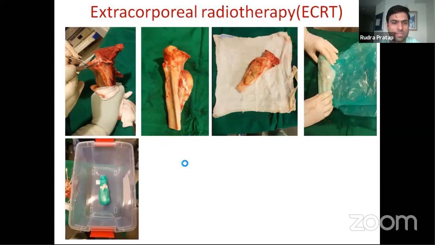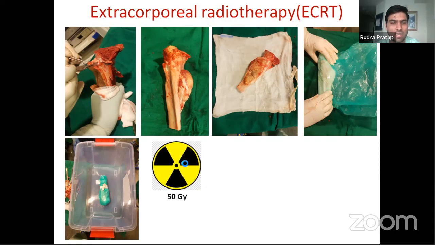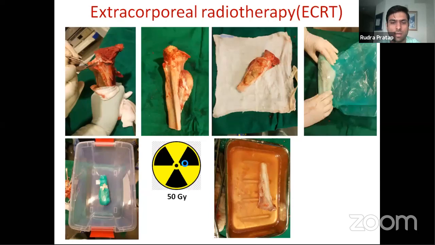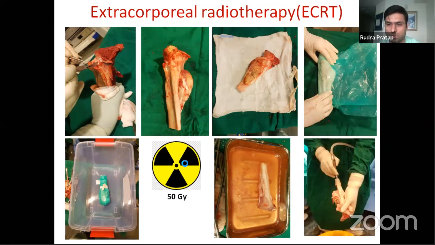This specimen is now placed in a sterile ECRT box, and then a single cycle of 50 gray is administered to the specimen. By this time, we prepare the bed for reimplantation and achieve hemostasis. After coming from radiation, the specimen is kept submerged in a vancomycin saline solution, and then it is washed with pulse lavage to clear the debris.